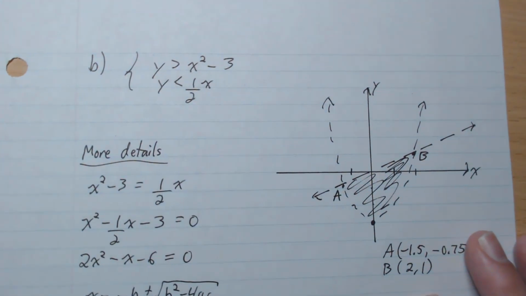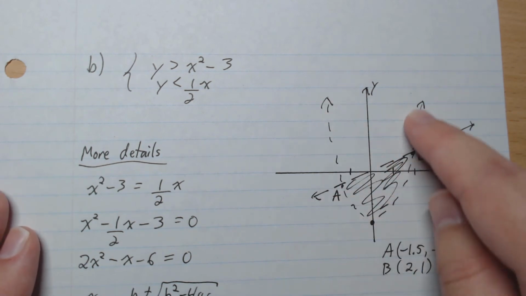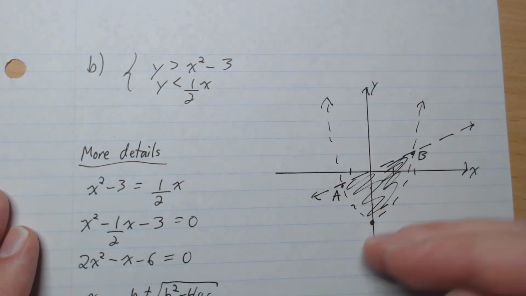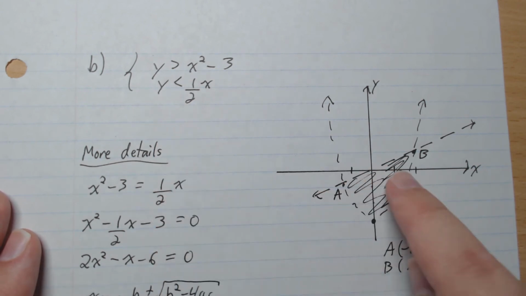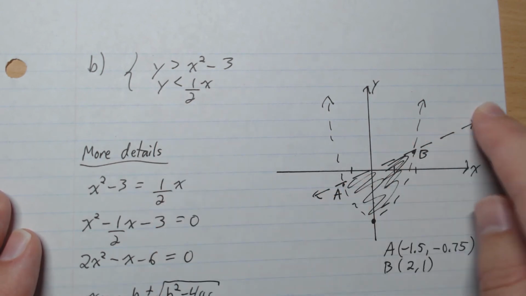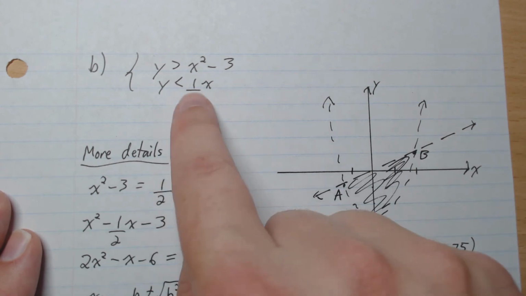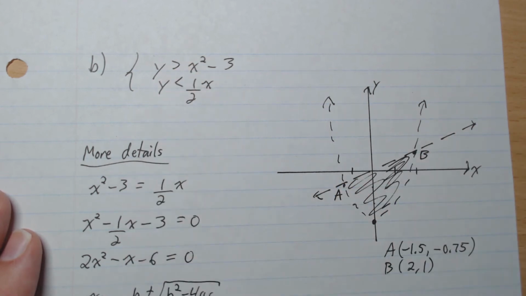Okay, B, x squared minus 3, like that. We are greater, so it's above. Y is less than a half x. So we go over 2, up 1, like that. That's our half x, like that. None of them are equals, so they're both dashed.